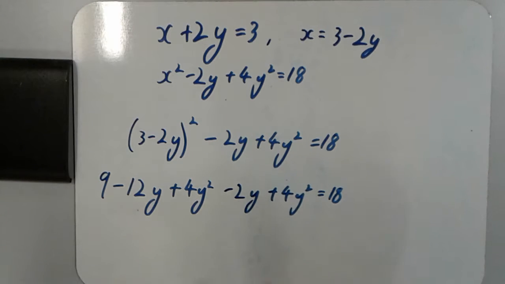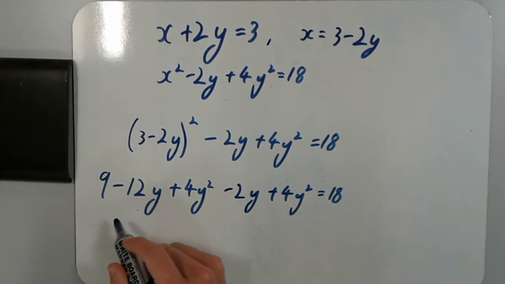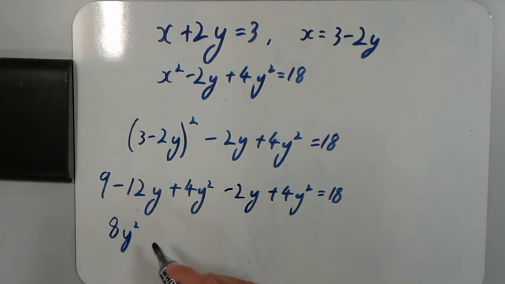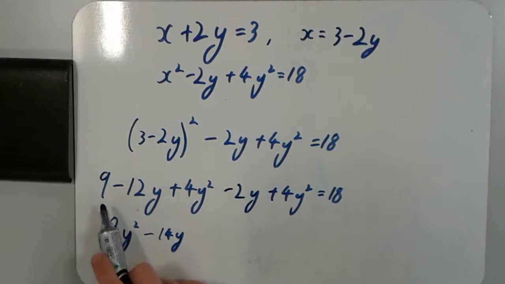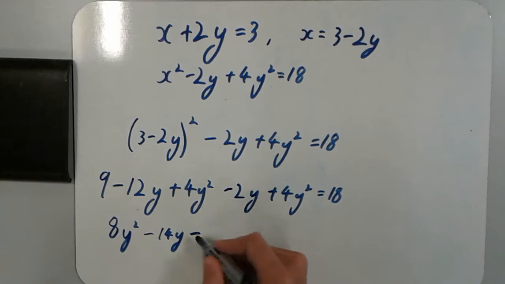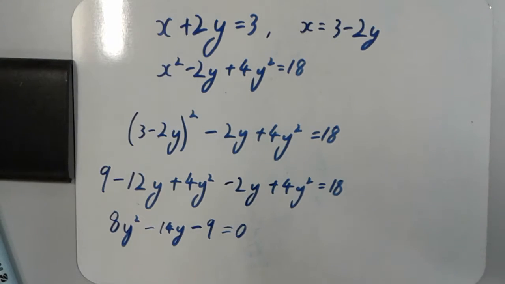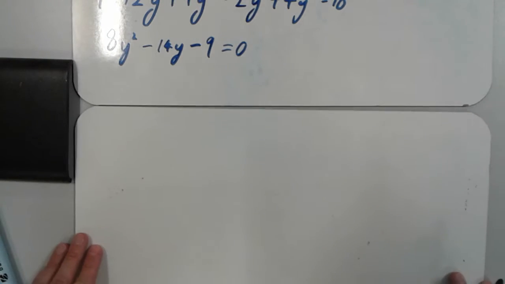Bring everything onto one side. We want the quadratic term positive, so we're going to bring everything onto the left-hand side, and that gives us 8y squared minus 14y. 9 minus the 18 gives us minus 9, and that will equal 0. Let's just get a new board, because this is going to take us some time to factorise.